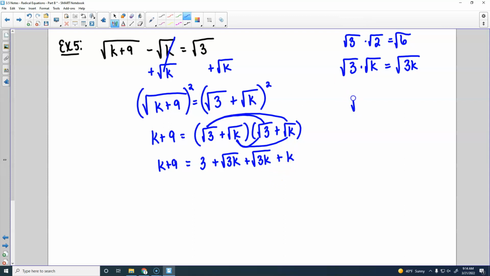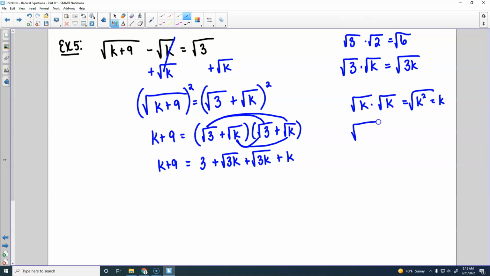And really when we do that, square root of k times square root of k, you're doing the same thing here. K times k is k squared, and it's still under the square root, but the square root of k squared would just be k, because the square and the square root undo each other. Okay, questions so far?